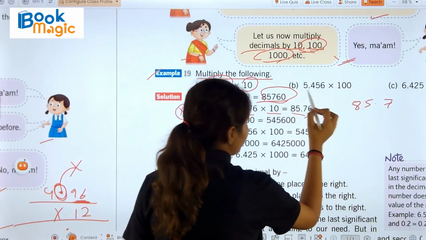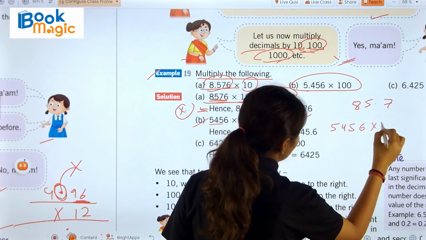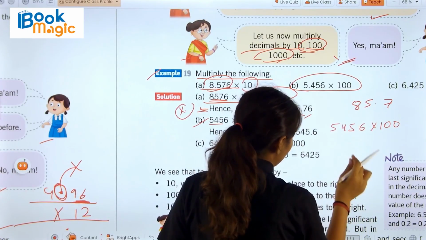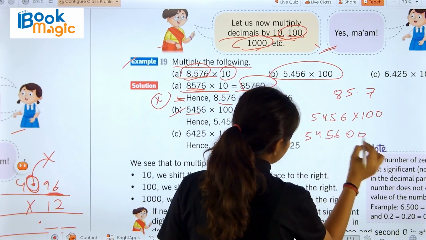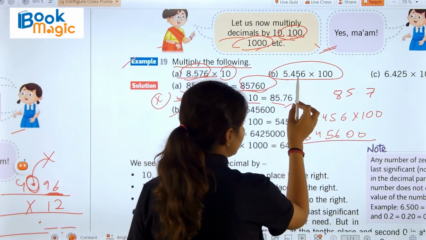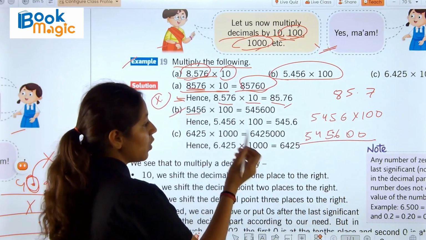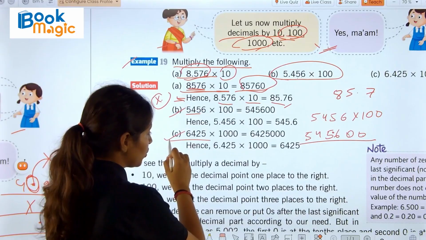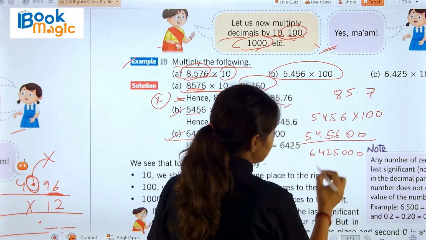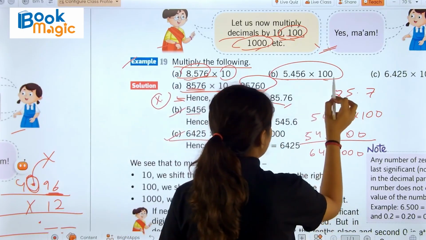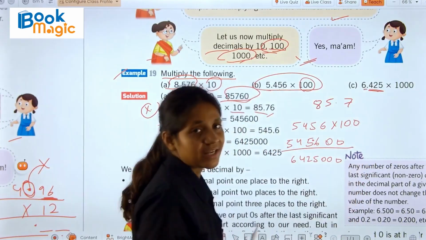See, 0.456 into 100, that means it is 5456 into 100. Now because we are multiplying with 100, so we have to just write here 2 zeros, 5456. Okay, now see decimal place 1 2 3, so it will be 545.600 or 545.6 only. Similarly we have 6.425 into 1000, so it will be 6425823, 3 zeros, and then just write the decimal place by seeing the decimal place in the question.